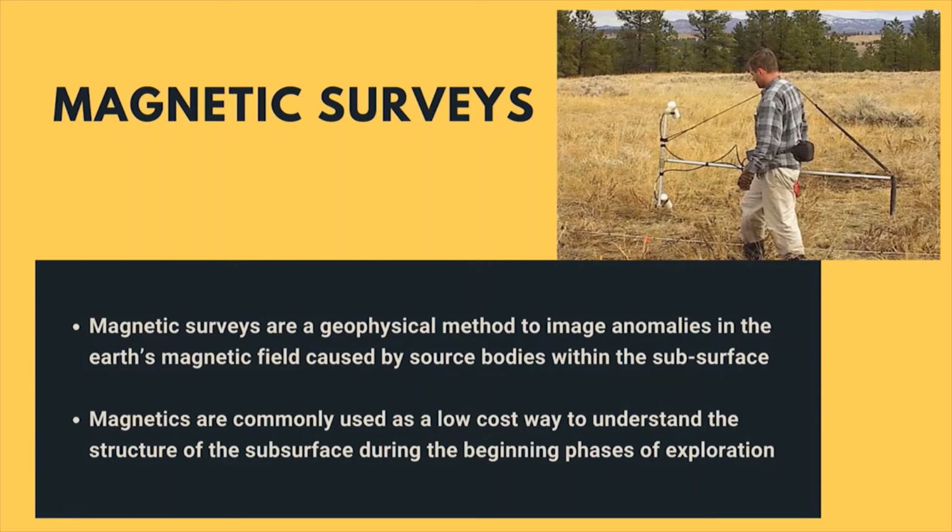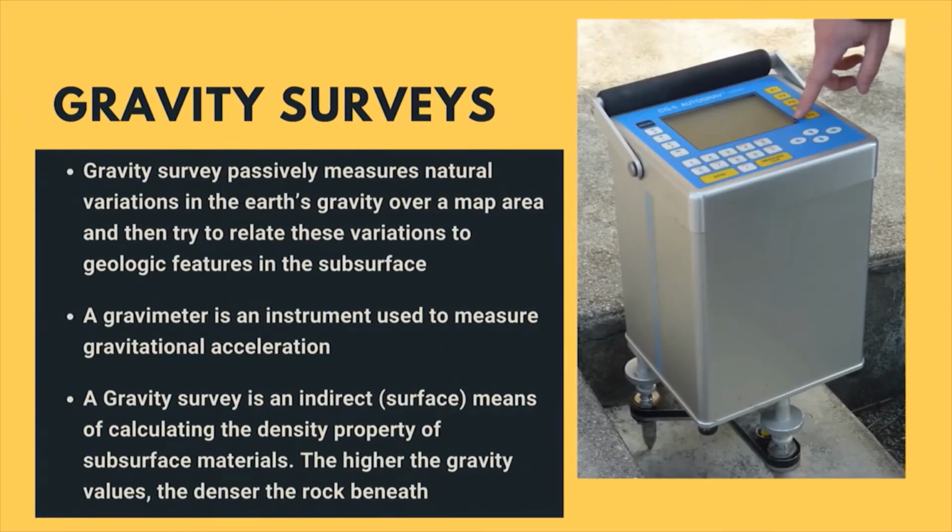And once we go through these surveys, we will be able to figure out whether reservoir rocks are available at a particular location or not, and that will give us some insight into whether to go ahead with the further drilling process. Magnetics are commonly used as a low cost way to understand the structure of the subsurface during the beginning phase of exploration. So generally, we start with a magnetic survey, which will give a high level picture of whether oil bearing rocks are available or not.